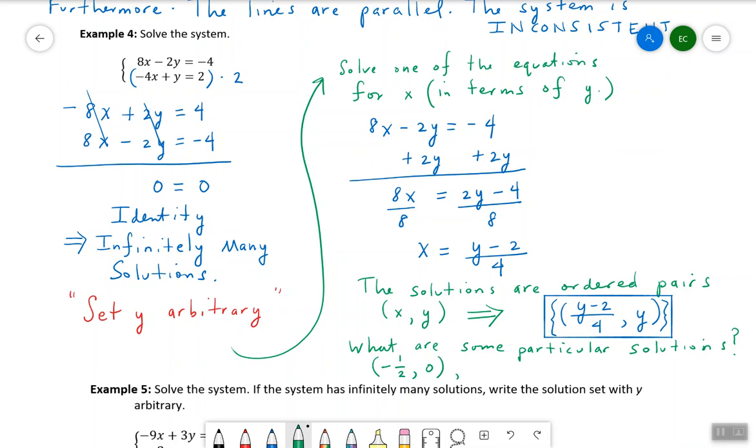We could do this for any number. We could let y equal 1, and then for x we would have 1 minus 2 is negative 1/4, comma 1. Or if you wanted to make the numbers come out a little nicer, you could pick y equal to 6, and then 6 minus 2 is 4 over 4, which is 1. So x is 1 when y is 6. And so those are just a few examples of points on this line that we're trying to describe.